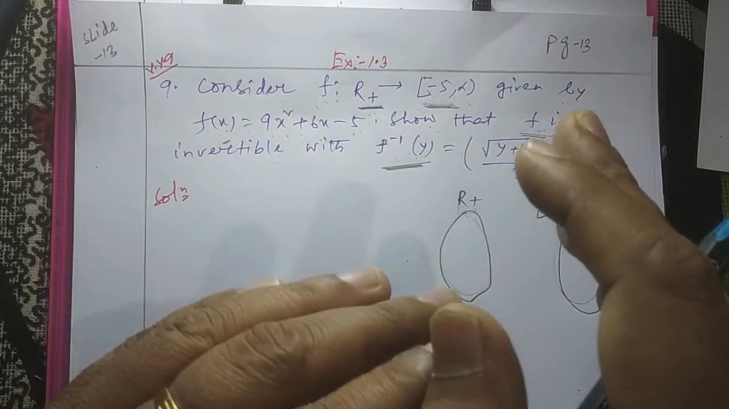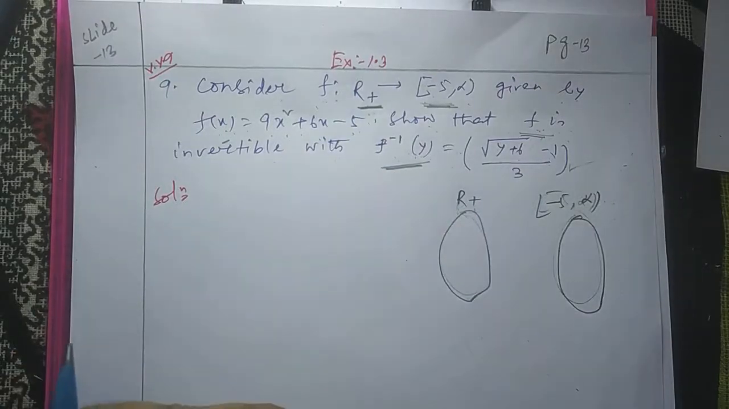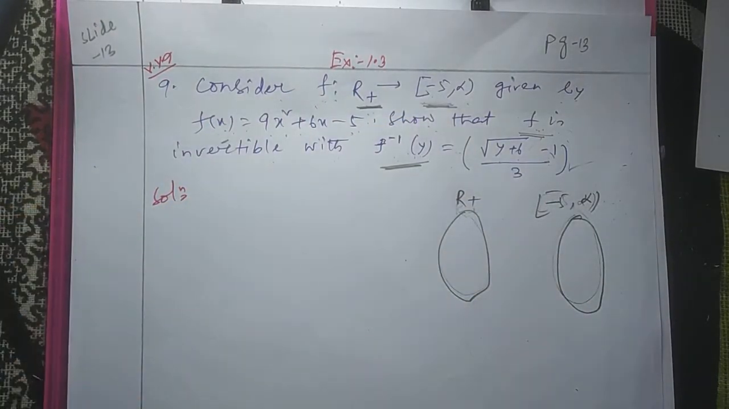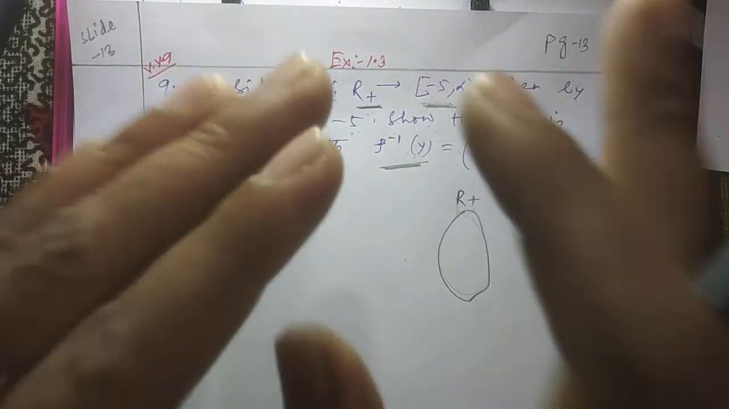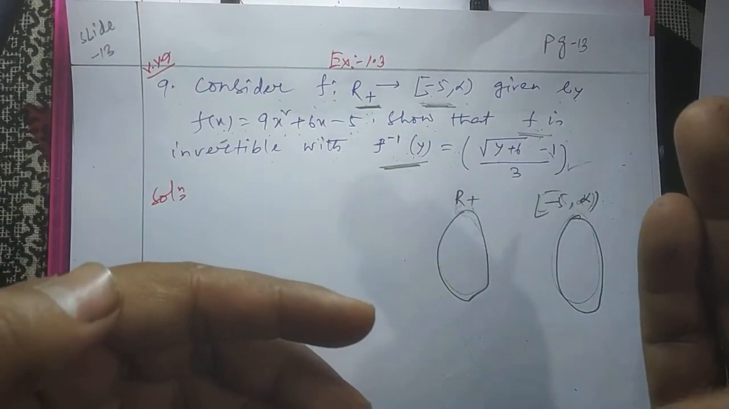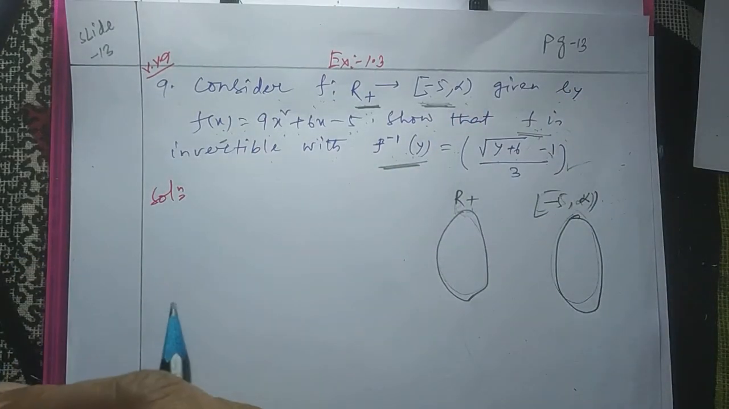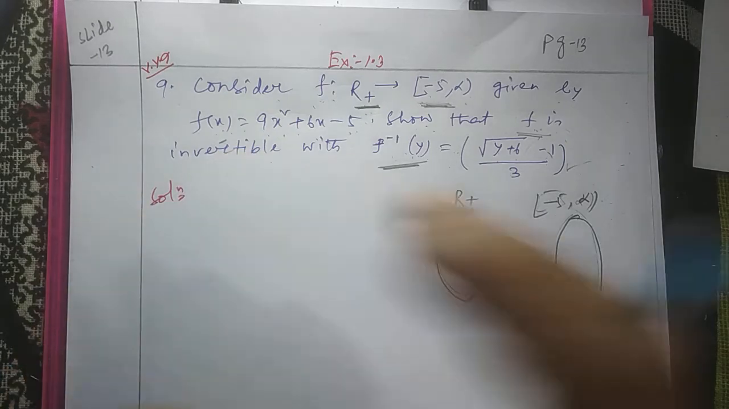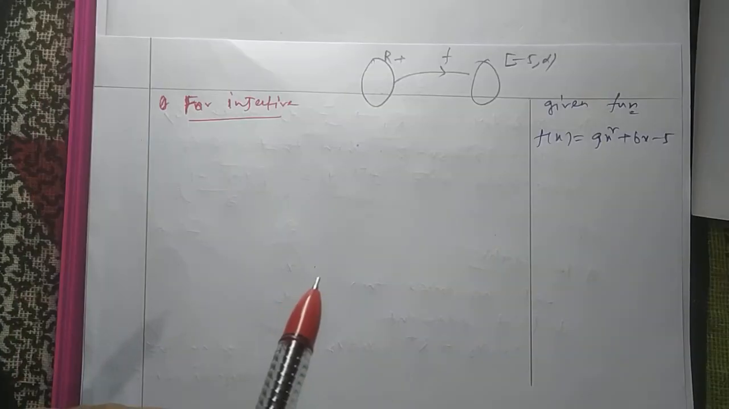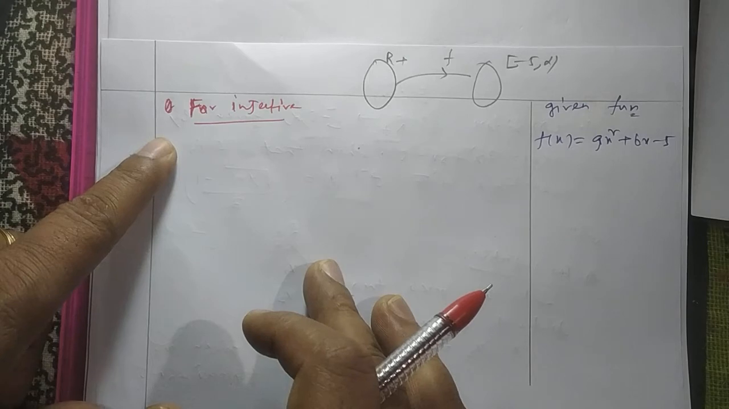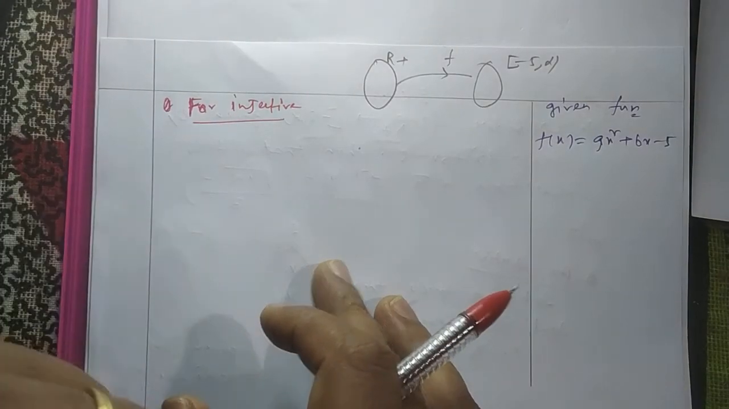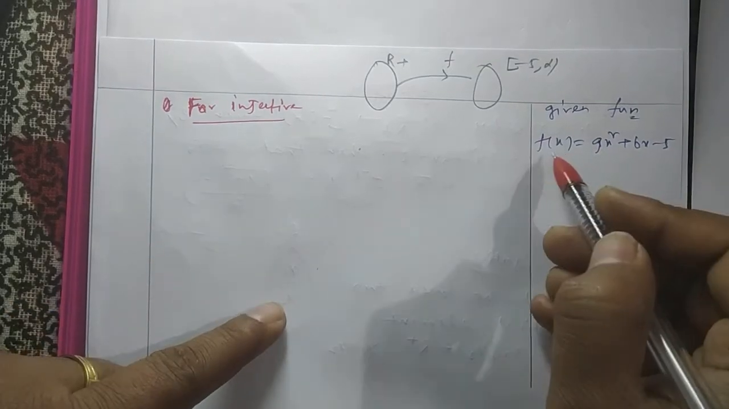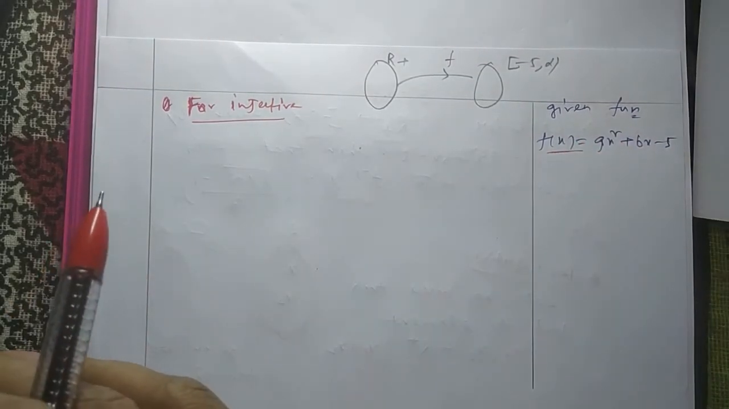Now we have to prove the function f is invertible. That means ultimately we have to prove f is bijective. That means ultimately we have to check whether f is injective as well as surjective or not. Now let us check them one by one. Correct? Let us come to injectivity first. Here we shall be checking the injectivity for the given function by using method 2.